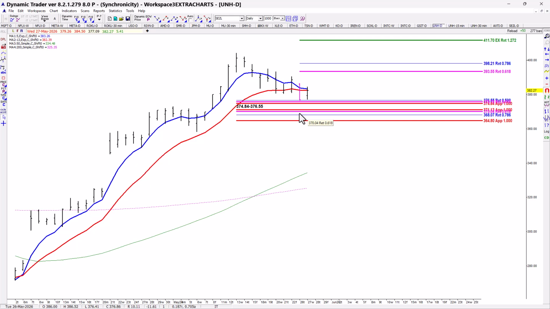The second area is 368.07 to 371.13. That includes a 786 retracement, a 618 retracement, and a 100% projection. And then there's one more that comes in below, which is symmetry by itself, which is also a setup, 374.80. Now we're holding the first zone right here, right now.